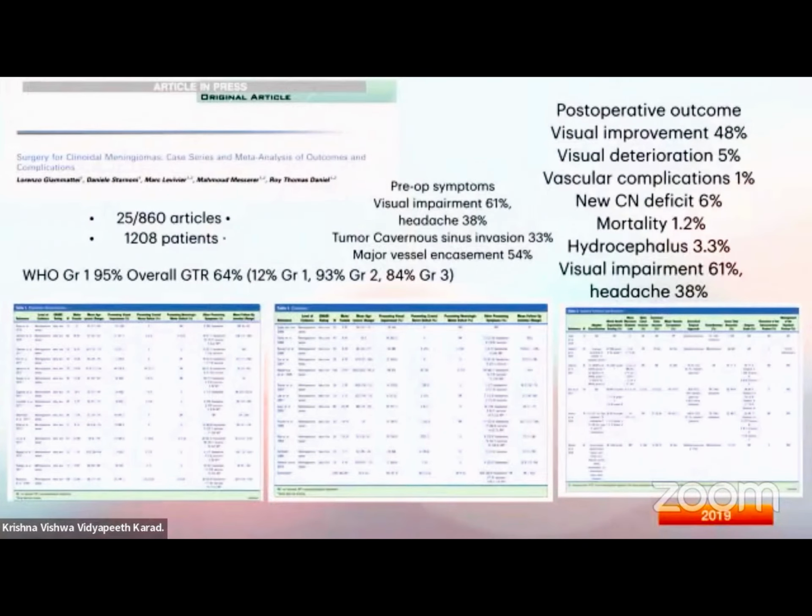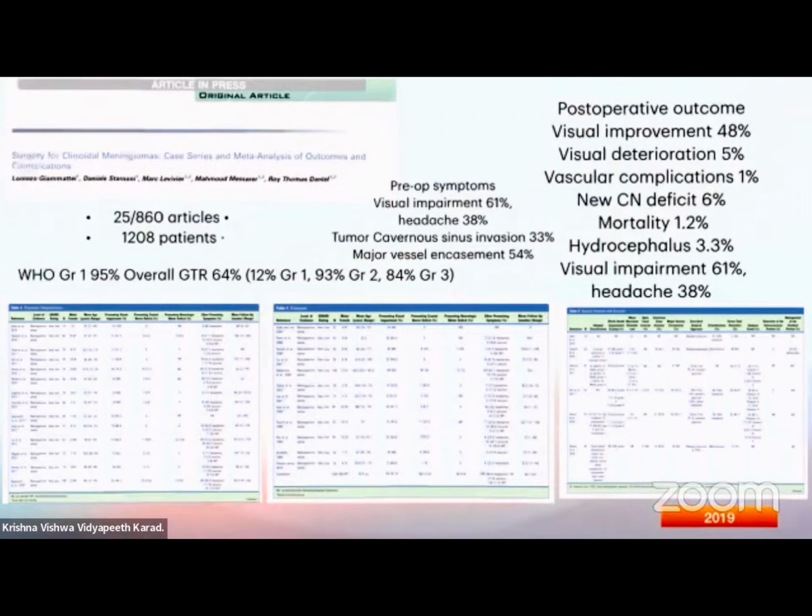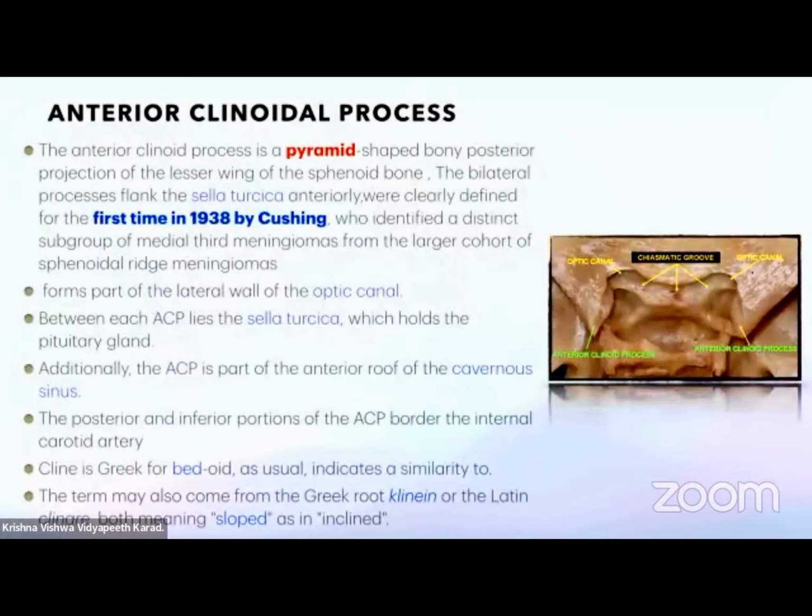And as I said, it's of high surgical morbidity. This has been proven in this recent systematic review of 1,208 patients. The name clinoid comes from Greek. Cline means bed. Oid means similar to, or from clinen, which is slope. And this category of lesions was first described by Cushing in 1938.